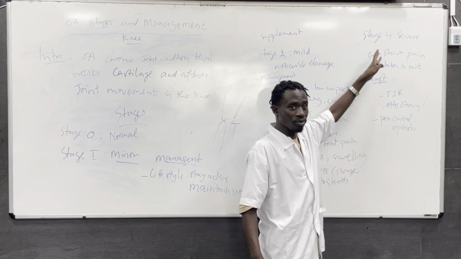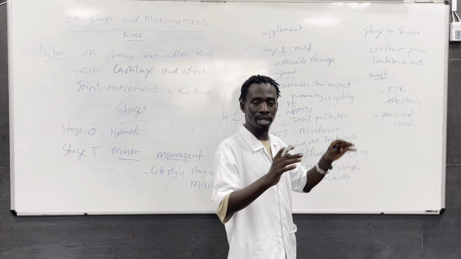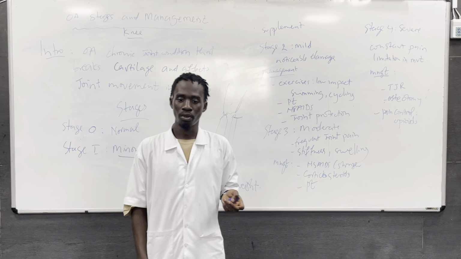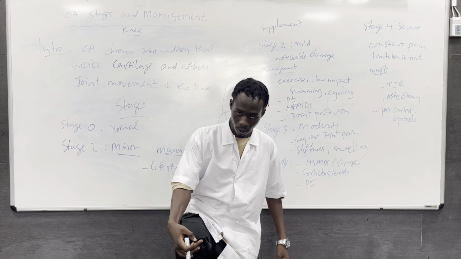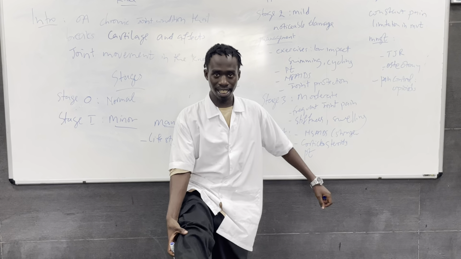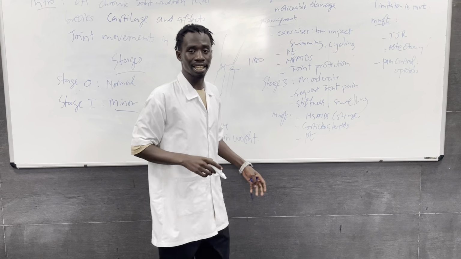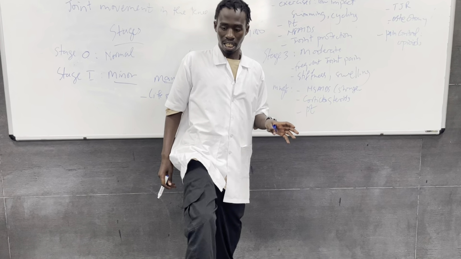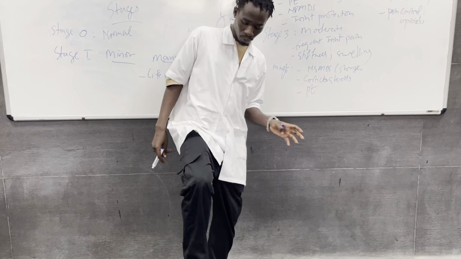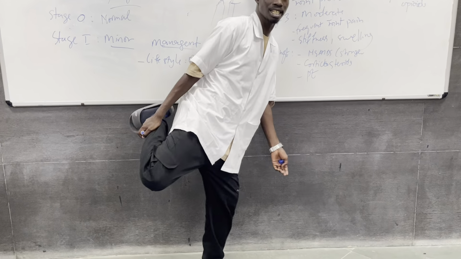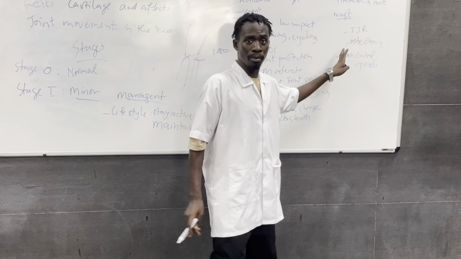Stage 4 is severe, where there is constant pain, which is always there. There is limitation in the range of motion. For example, if someone is moving his knee joint through extension, he cannot extend the full 180 degrees. And through flexion, he cannot flex his knee to the normal range. That's what is affected.